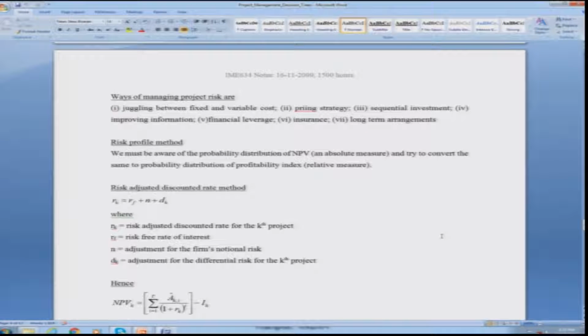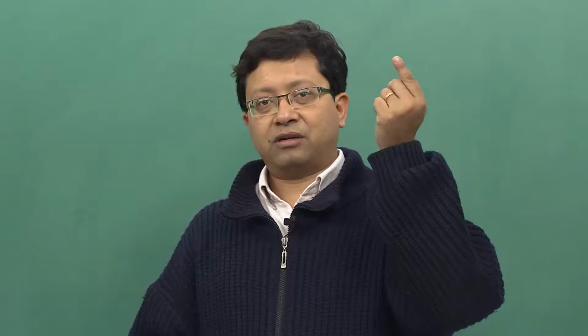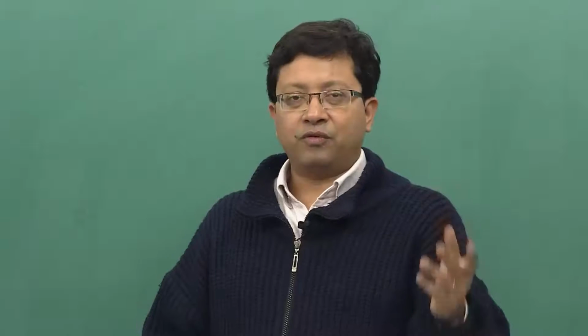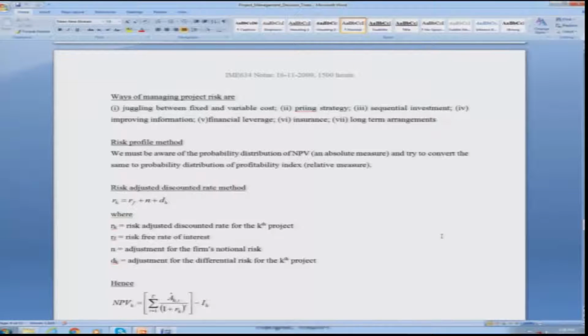You have different types of concept of sequential investment, improving informations. That means you get better informations. You have financial leverages. If you remember the financial cost, the internal rate of return, the fluctuating rates, and all these things. We will come to that with a set of 5 to 6 different types of problems. You can take the concept of insurance into the picture such that you reduce your risk. You can go for long term arrangements of borrowing and lending in order to minimize the overall risk.